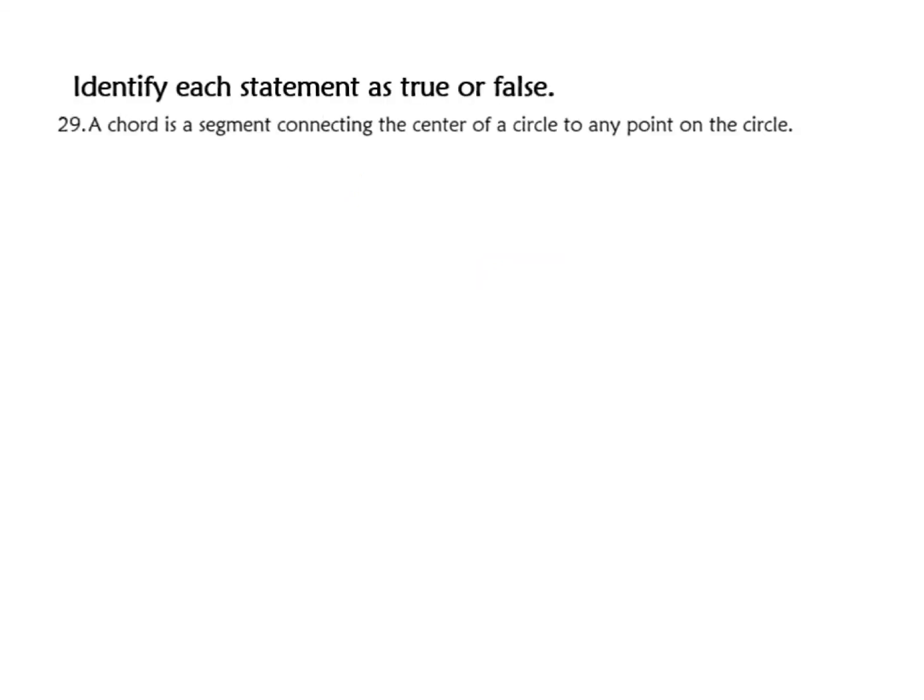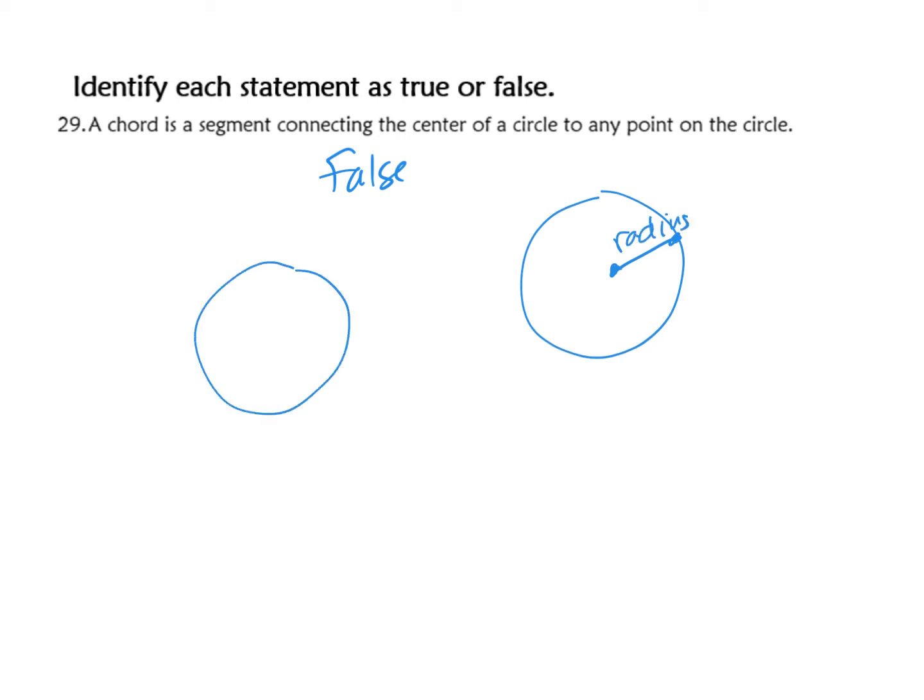A chord is a segment connecting the center of a circle to any point on the circle. Okay, so this is false. What they're describing is actually a radius, right? A segment from the center to any point on the circle. That's a radius. A chord, its endpoints are on the circle.